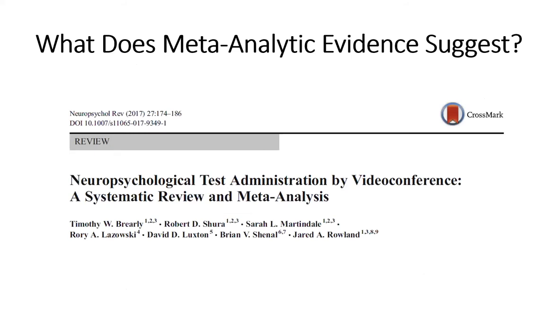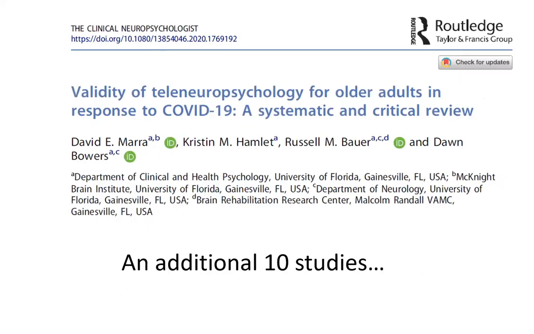If you're wanting to get your head around the evidence base, there are really two papers that I'd recommend reading, and it's too much to go into today. There's the Brearley review, which was published in 2017. And on the next slide, the most recent paper that's just come out, the Mara paper, which is already showing an additional 10 studies. We're going to see a huge number of studies coming out in the next few years. Everyone's now getting on board with this.